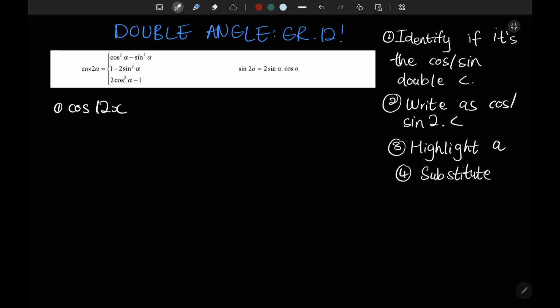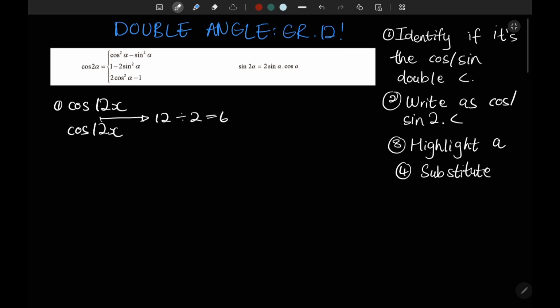What's step 2? Write as cos or sine 2 times your angle. So let's rewrite cos 12x. To do so, we'll say 12 divided by 2, which is 6. But we have an x here, so it should be 6x. We've completed step 2. Step 3 says highlight your alpha. So we write cos 12x as cos 2 times 6x. The 2 comes from this 2 in your information sheet, so it should be similar. Cos 2 alpha is the same as cos 2 times 6x.